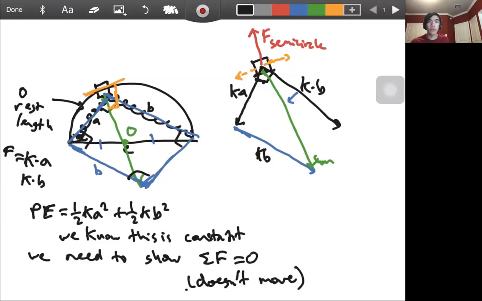Okay, so a quick outline of this proof again. From our concept of potential energy, we wanted to show that the total potential energy is constant. And to do that, we needed to show that the diagram doesn't move. To show that the diagram doesn't move, we need to show that the forces exerted on the object won't move it along the semicircle. So we had to show that the forces add up to perpendicular to the semicircle.